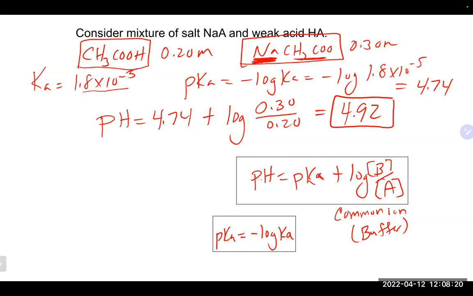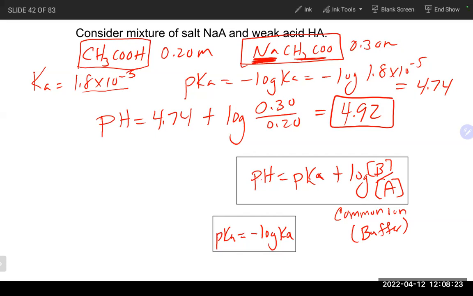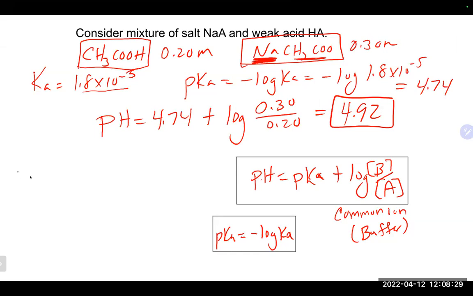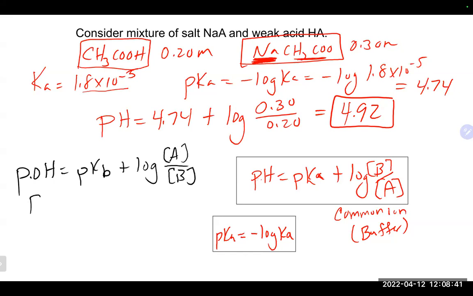Now, there is also a pOH version of the Henderson-Hasselbalch equation, and that is the pOH is equal to the pKb plus the log of the acid over the base, where the pKb would be minus the log of the Kb value. Now, sometimes people will use this equation in a basic situation. I personally think it's kind of a waste of time, because in most cases you're asked for the pH, which means if you use this equation, you've got to subtract from 14 at the end to get to the pH.